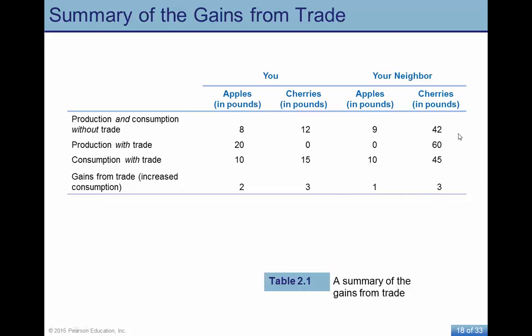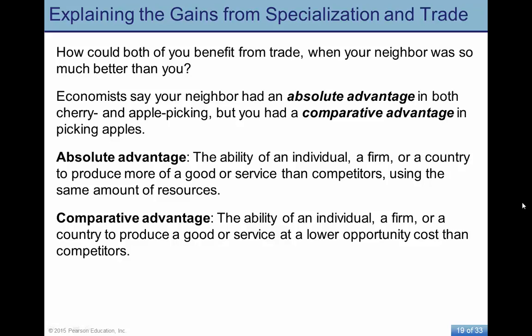And before the trade, she was consuming 42 pounds of cherries. After the trade, she will consume 45 pounds of cherries. So what is the gain from the trade? 3 pounds more cherries. So, gains: trade can make everyone better off.